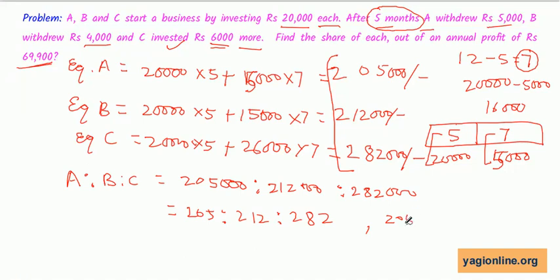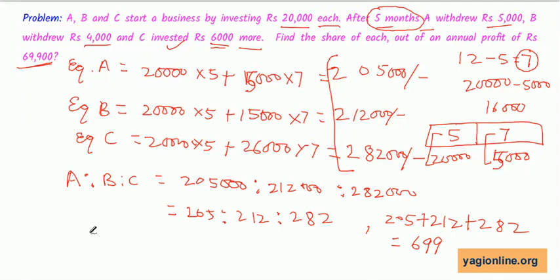Now, as we did earlier, 205 plus 212 plus 282, when you add up, it gives us 699. So the profit is to be divided into 699 equal units.